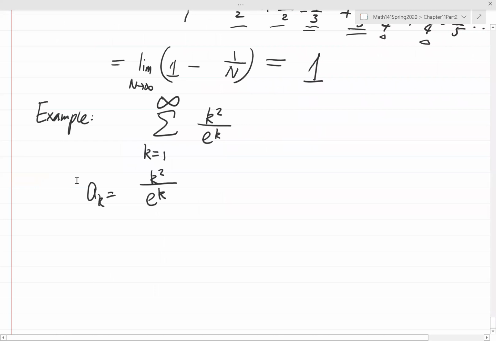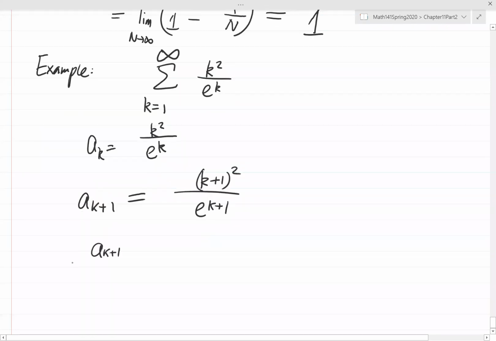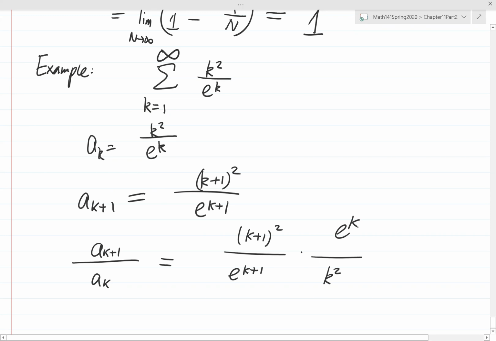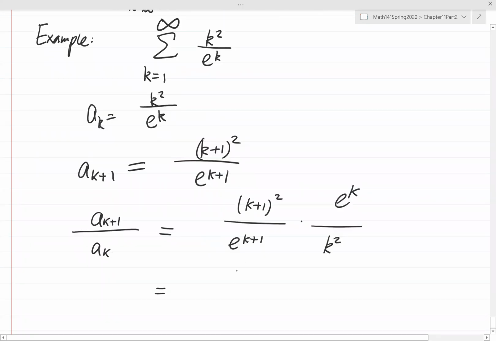So here we use the ratio test, okay? We use the ratio test. So here a_k is the thing. a_(k+1) is where we replace k by k plus 1: (k plus 1) squared over e to the power k plus 1. Then take the ratio, a_(k+1) over a_k. Dividing by a_k means multiplying by the reciprocal of a_k, so we flip the denominator with the numerator. And then we put similar terms together.